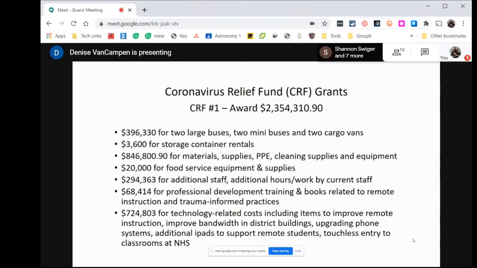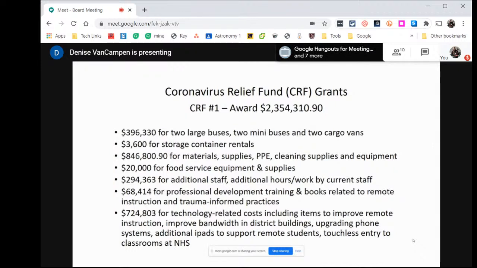We have $68,000 set aside for professional development training and books. This is largely dedicated to remote instruction and trauma-informed practices. So the social emotional side of things, as well as helping teachers get better at the remote instruction side of things.